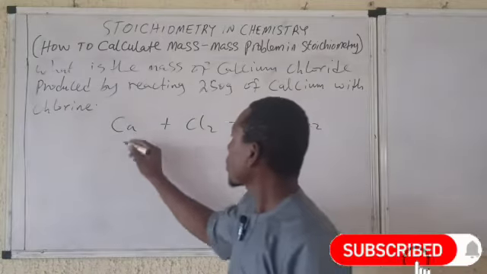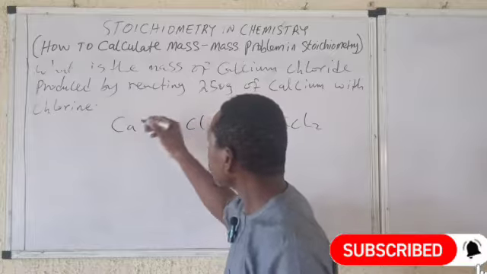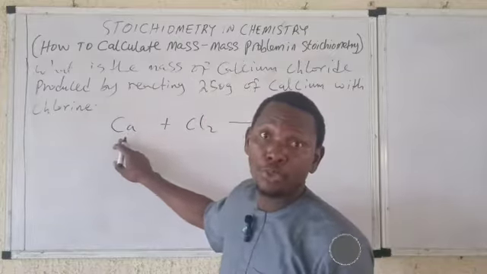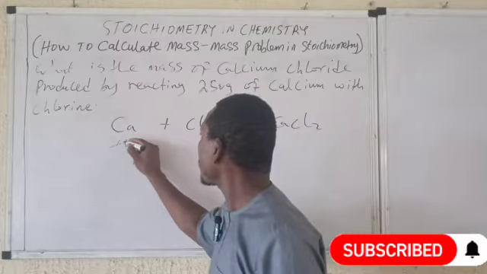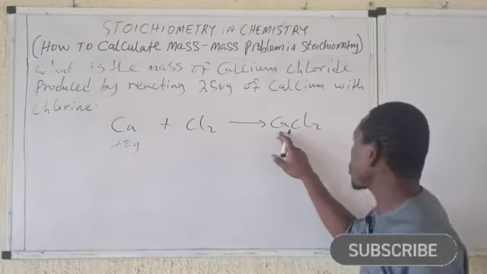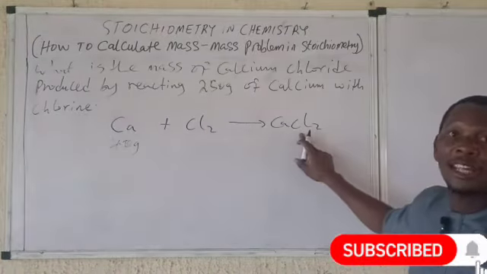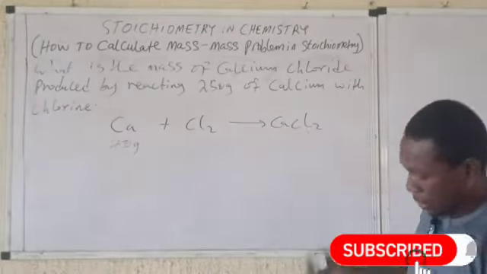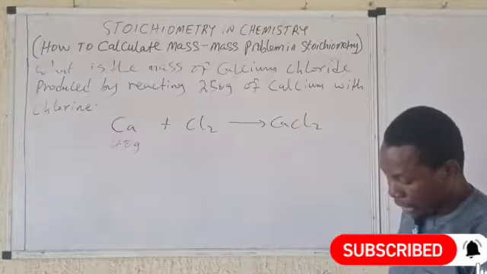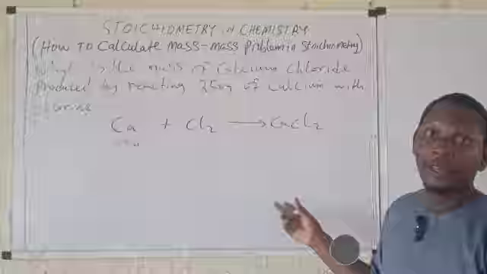So what is the molar mass of this? It is 40. So the mass of this is 40 gram of this actually produced. This is 40, and this is 35.5 times 2. All right. So to get the mass of this here, you just calculate the molar mass and express it in gram.